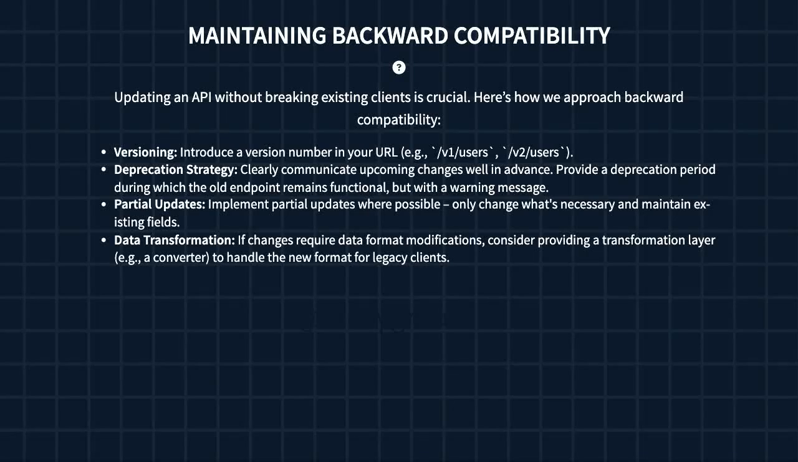Okay, let's talk about keeping your API users happy when you make updates. Backward compatibility is key. The simplest approach is often versioning: add /v1/ or /v2/ to your URL. But it's more than that. You need a clear deprecation strategy, giving clients plenty of time to adapt. And if changes require data format shifts, think about offering conversion tools.